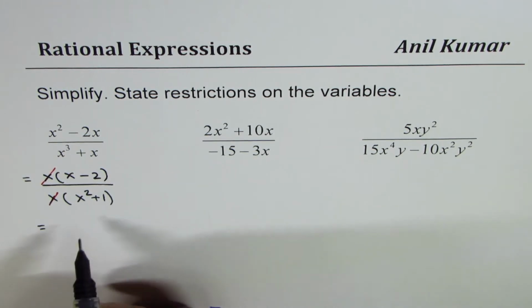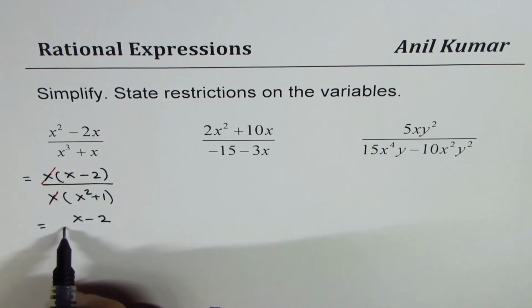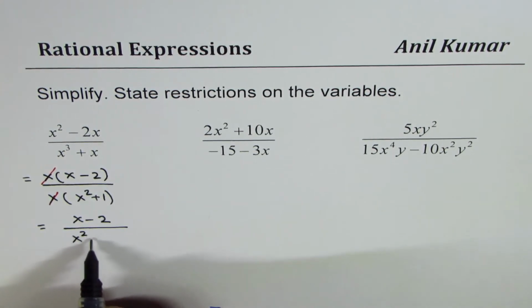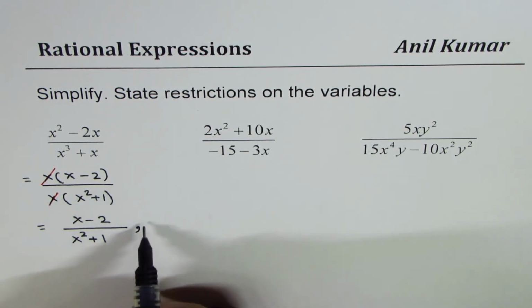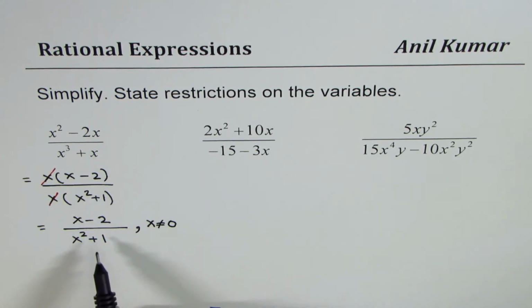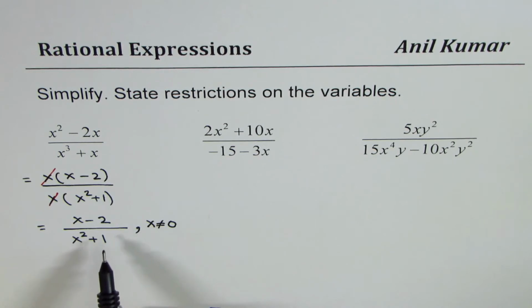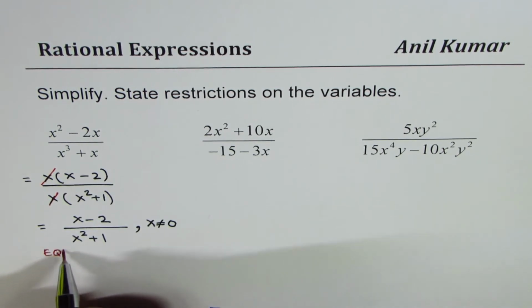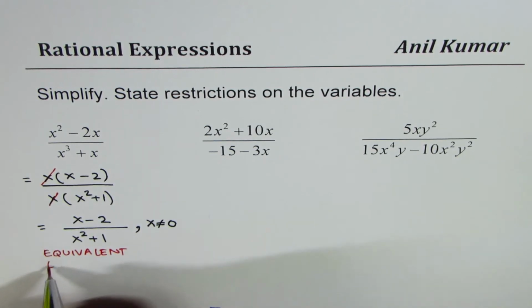Now we get an equivalent rational expression which could be written as x minus 2 divided by x squared plus 1. And what are the restrictions? X is not equal to 0. So normally when you simplify it, you should write at the end restriction along with the equivalent rational expression. So remember this term, equivalent expression.